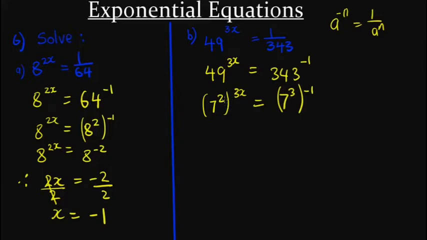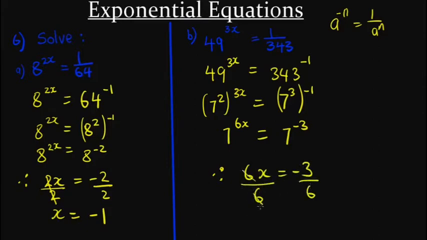Let us simplify. Power raised to another power, so we multiply. So 2 times 3x would give us 6x is equal to 3 times negative 1 is negative 3. Therefore, 6x is equal to negative 3. Let's solve for x. So we divide both sides by 6. X is equal to negative 3 over 6, or negative a half.